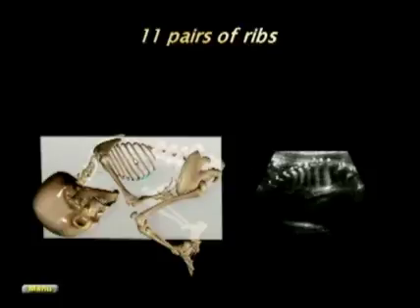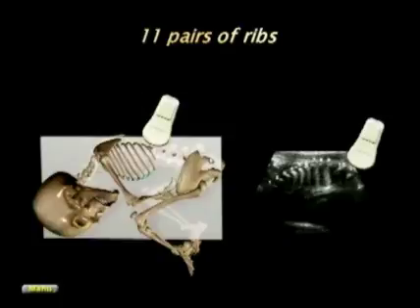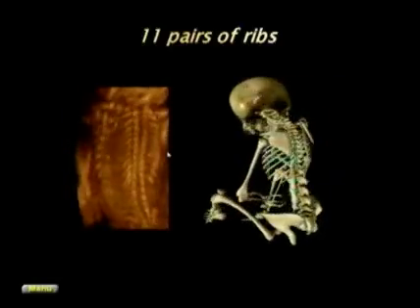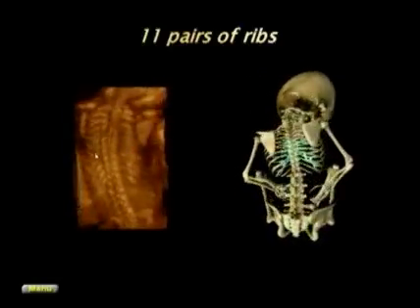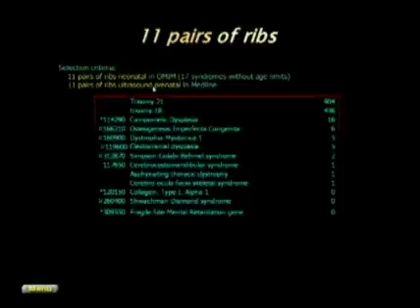This became easier when cine loop came around, because then we could make a pass and then count back how many ribs were present. But of course now this has been simplified dramatically with the advent of 3D reconstruction. Here we can count very simply how many ribs are present in the rib cage of this baby. And there are quite a few syndromes that have 11 pairs of ribs. Of course, trisomy 21 and 18 are two of the important ones.